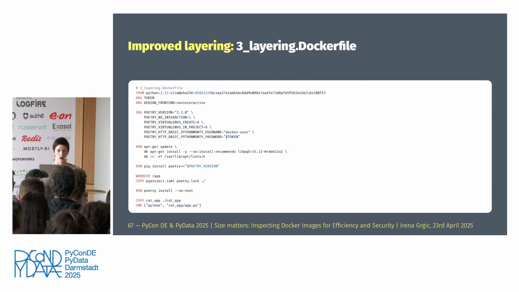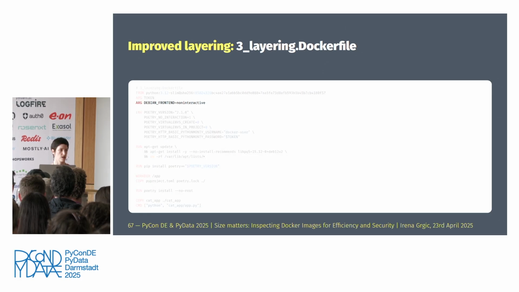Great, so this is how our image with improved layering looks now. Setting an argument, as we said, right? Chaining env instructions, chaining update and install into one, installing poetry, copying just the poetry files, installing the Python dependencies, and copying the application code.